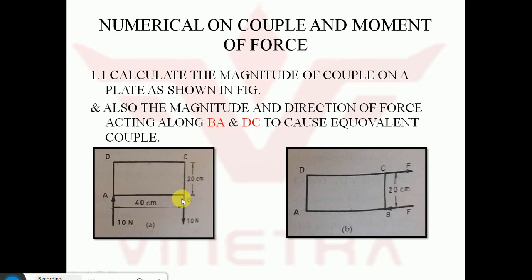Instead of this direction of force, they want the force to act along AB. See here, BA, that is in this direction BA, and one more force in DC direction, to cause an equivalent couple. So whatever couple is produced by these two forces, instead of applying force here, see in this drawing I have shown, if the force is applied here, what should be the magnitude of these two forces so that it produces the same magnitude of couple as produced by these two forces.